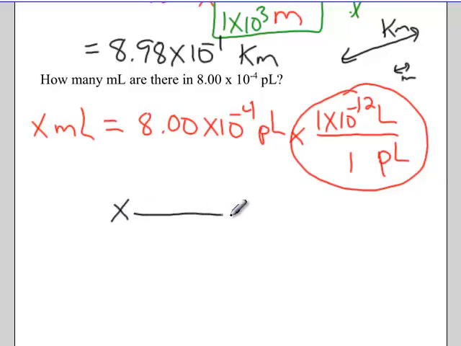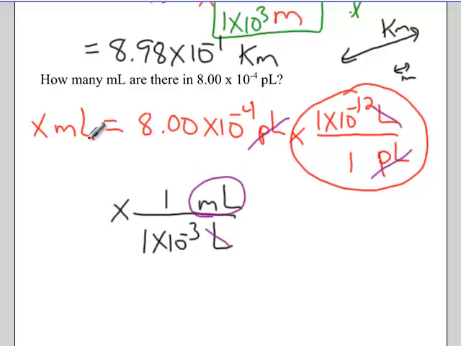We're not done until we get to the same unit as we want, which is milliliters. So I need to put the liters in the bottom, and now I can add the prefix that I want, which is milli. Milli is 10 to the negative third, so 1 times 10 to the negative third goes on the opposite side of milli, and milli gets a 1. If I check to make sure the units are canceling, picoliters cancel, liters cancel, and I'm left with milliliters. When these two units are the same, then we're done with the conversion steps.